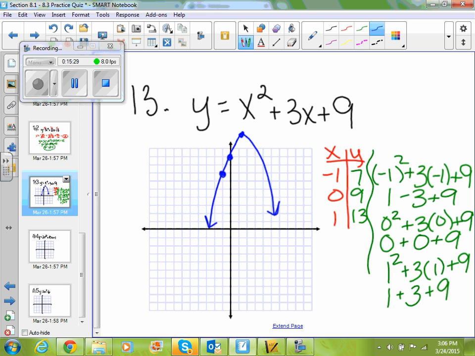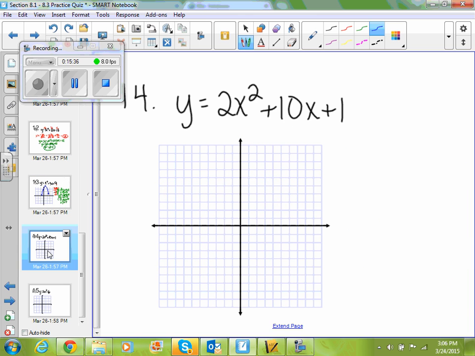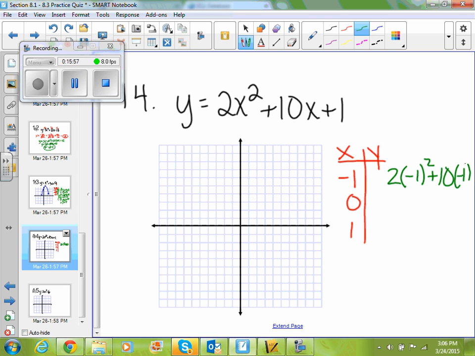Alright, so far any questions on 13? Oh, pretty straightforward. Okay, so then 14, we're going to do the same thing. We're going to make a table of values, except what am I going to use for my x's? Negative 1, 0, 1. Okay, so that's what I'm going to plug into my equation. So 2 times negative 1 squared plus 10 times negative 1 plus 1. Well, what's negative 1 squared? 1.